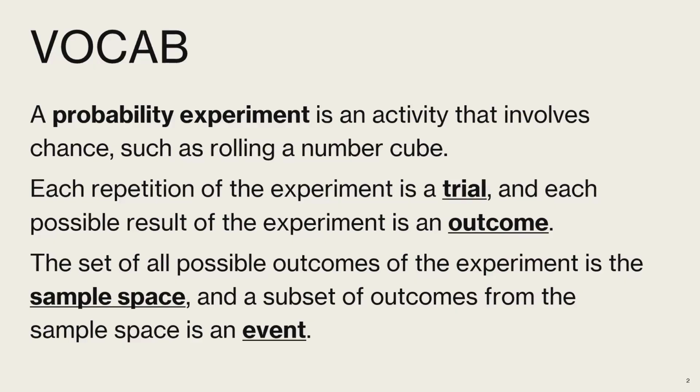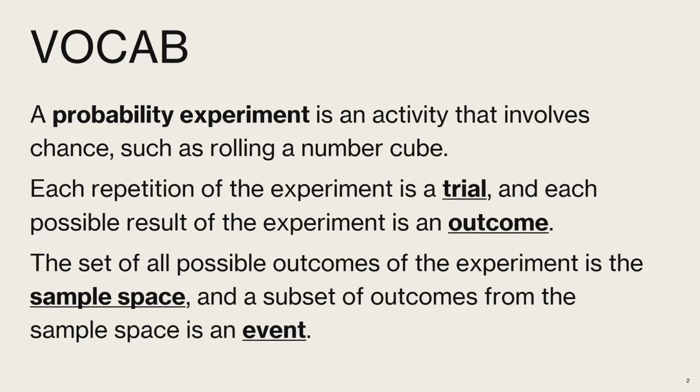All right, let's talk about theoretical and experimental probability. 17.1 of the textbook. There's a little bit of vocab here. A probability experiment is an activity that involves chance, such as rolling a number cube, drawing a card out of a deck, that sort of thing. Whenever we have a repetition from the experiment, each of those is called a trial, and the outcome is what the result is from that trial.